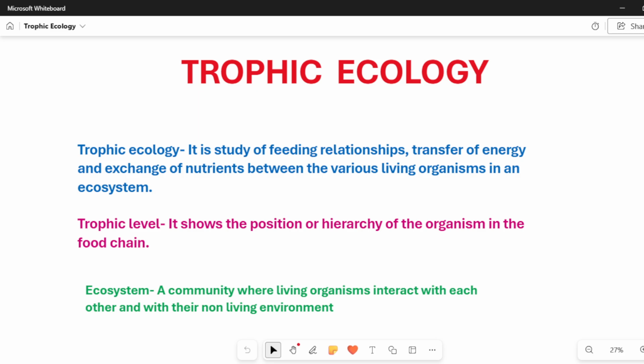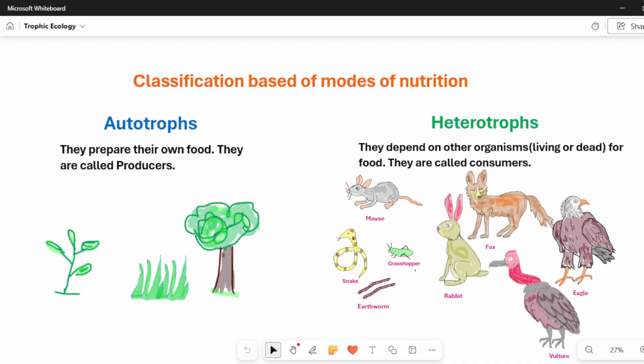Okay, so next we are going to discuss the two broad categories based on the modes of nutrition. So now if you see here, this is the classification based on the modes of nutrition. That is how they are getting their food. Either they are preparing their own food or they are getting it from an external source. Based on that, living organisms are divided into autotrophs and heterotrophs.